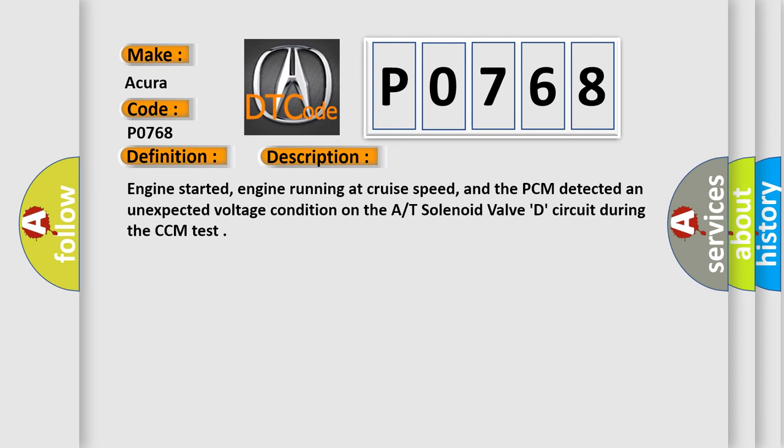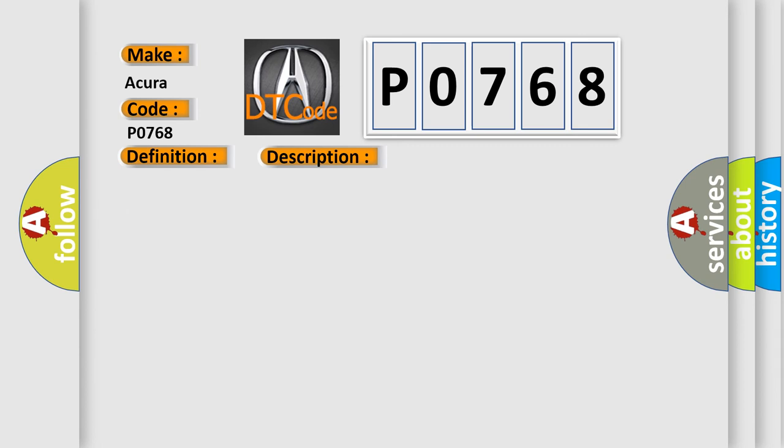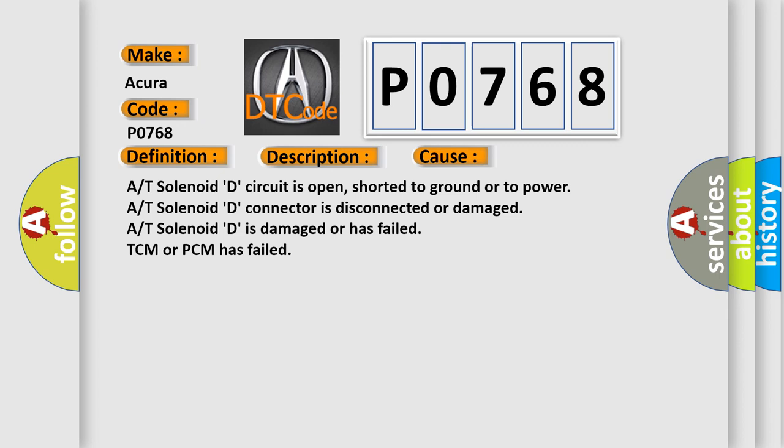Engine started, engine running at cruise speed, and the PCM detected an unexpected voltage condition on the solenoid valve D circuit during the CCM test. This diagnostic error occurs most often in these cases: the solenoid D circuit is open, shorted to ground or to power; the solenoid D connector is disconnected or damaged; solenoid D is damaged or has failed; the TCM or PCM has failed.